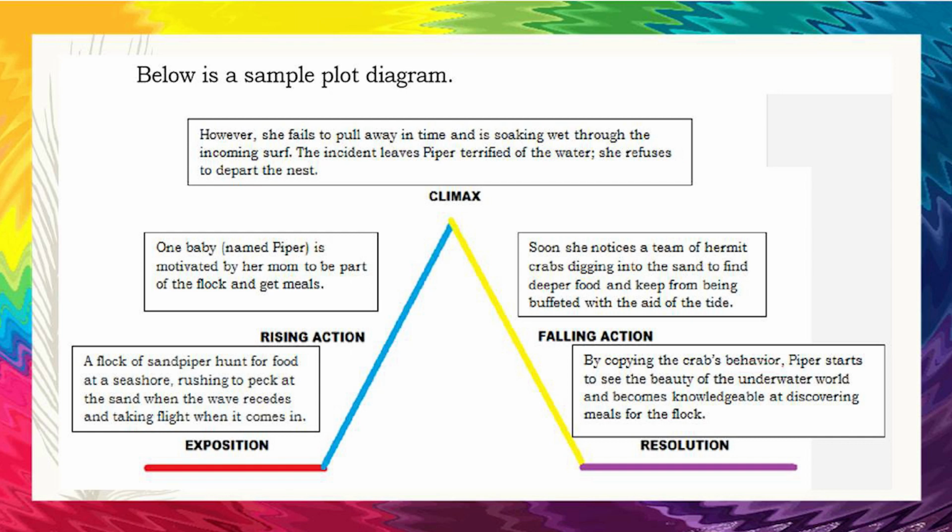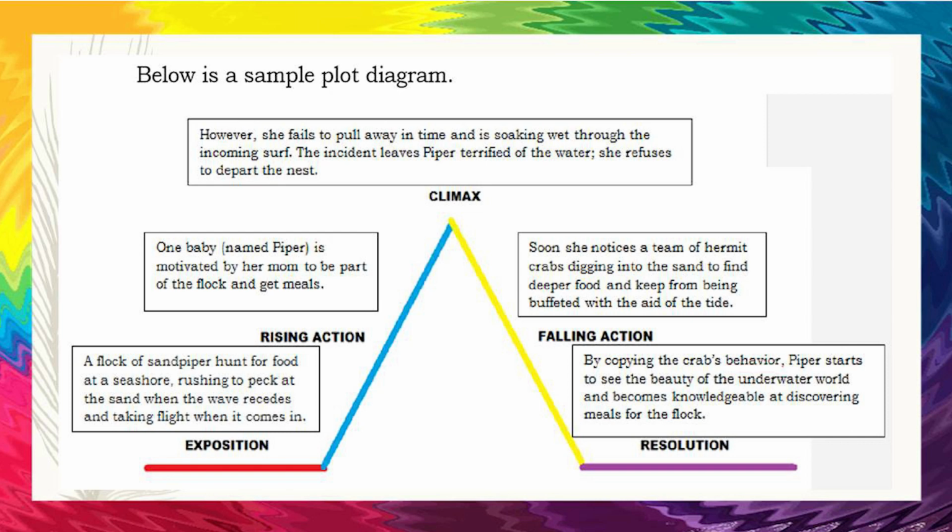Then it is followed by the rising action where the baby piper was motivated by the mother to face his fear. The story now becomes complicated. Climax comes next, where the highlight of the story occurs. After that, the story begins to slow down towards its end. This is the falling action.